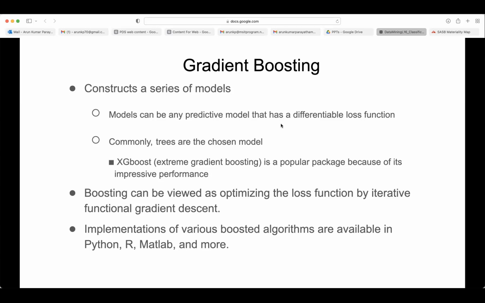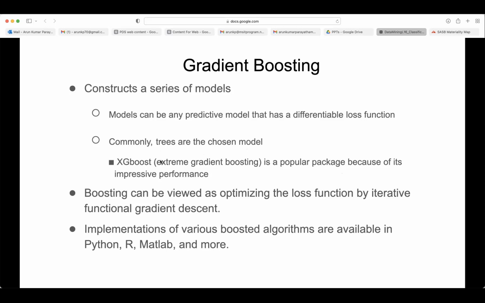So most of the time, for trees, defining the loss function is something different from the other methods we use for classification. Commonly, trees are the chosen model here. Usually for this construction of gradient boosting, they say that trees are the chosen model. That is called XGBoost. Extreme gradient boosting is a popular package because of its impressive performance.